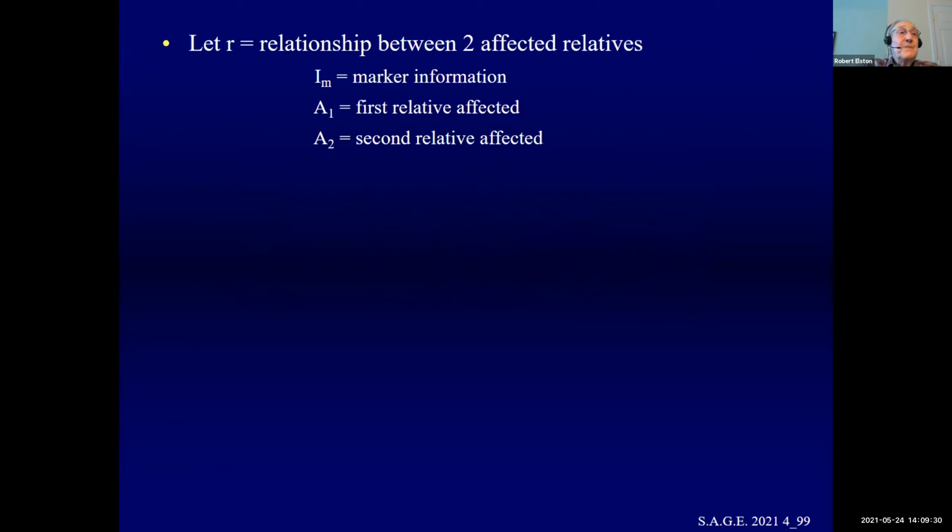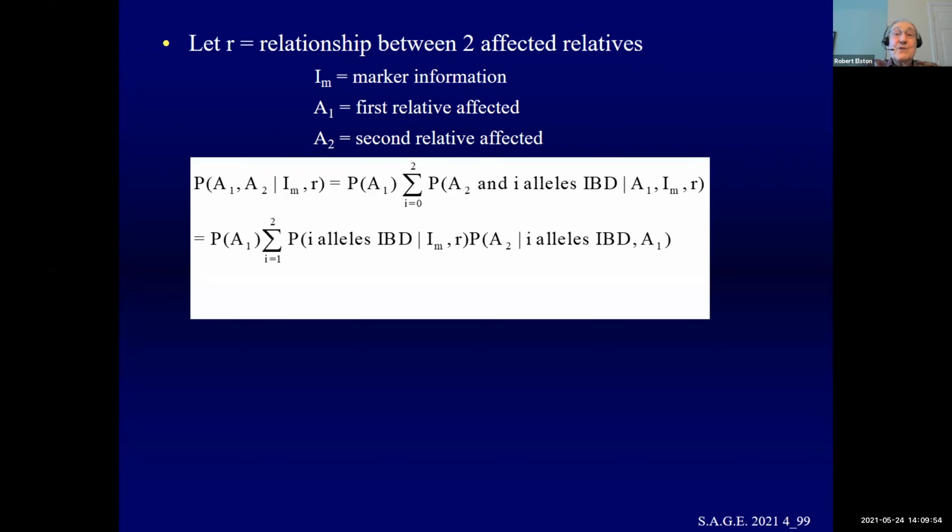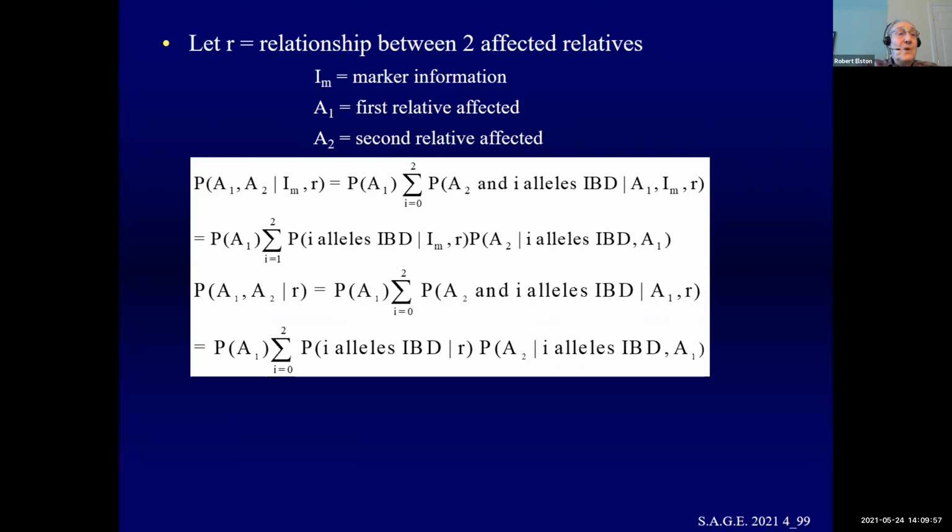So let R be the relationship between two affected individuals. Remember, this is affected relative pairs, so you're going to have a relationship between the two. Let IM be the marker information. Let A1 be the first relative affected and A2 the second relative affected. Now, you can go through and do all this stuff. You can think about it. It turns out I have been through it and I agree with it.